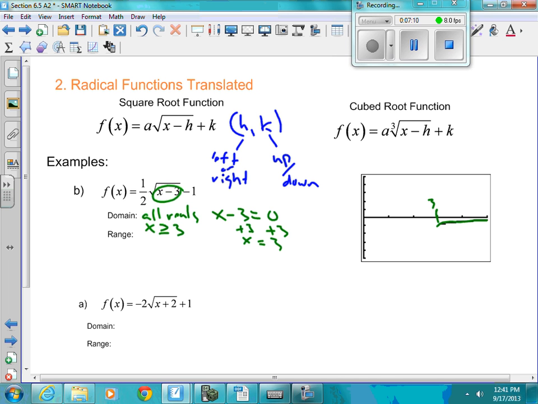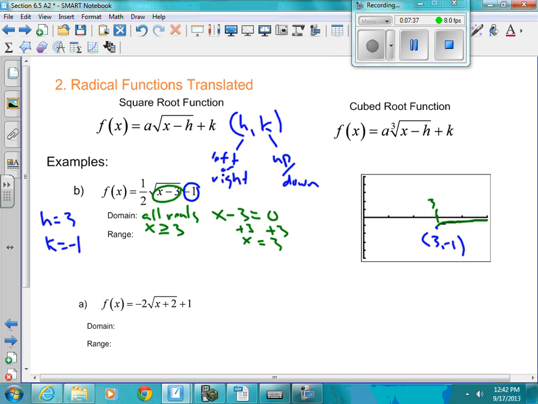Our range is going to come from the K value. Remember, that's our up and down. So our K value, see H is 3, H equals 3, and K is -1. We notice down here at 3, -1, that's kind of the beginning of where our graph is. It's the start.